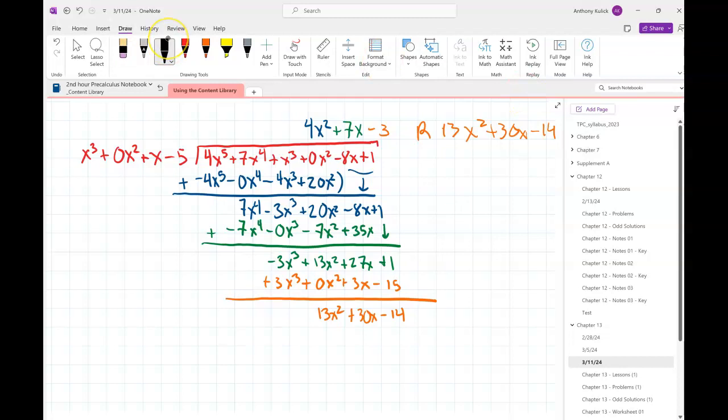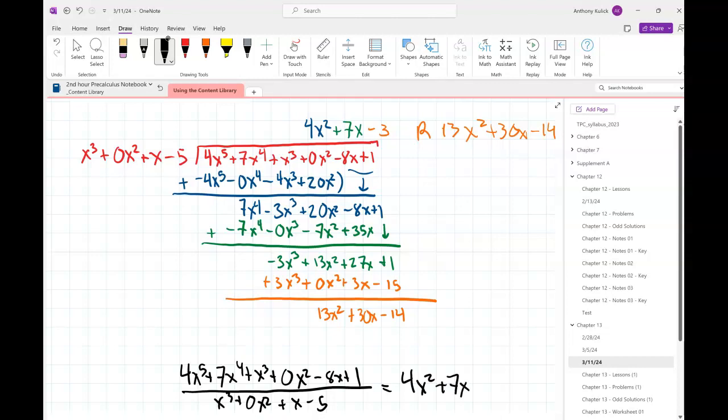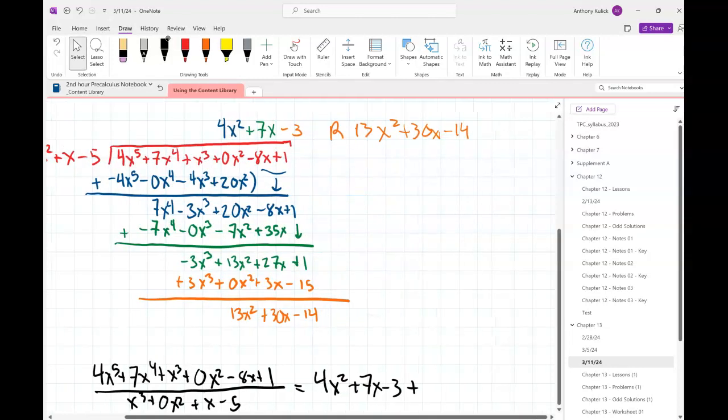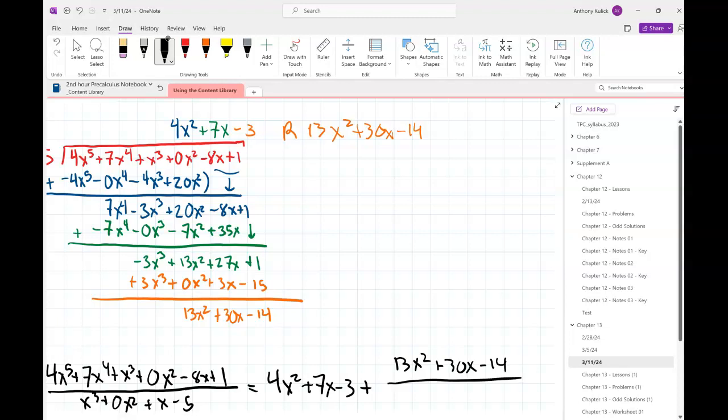So my final answer, we would say that this rational expression is equal to my quotient plus my remainder over my divisor.